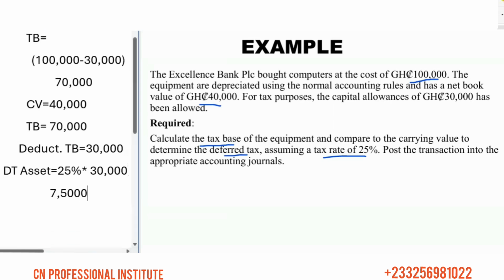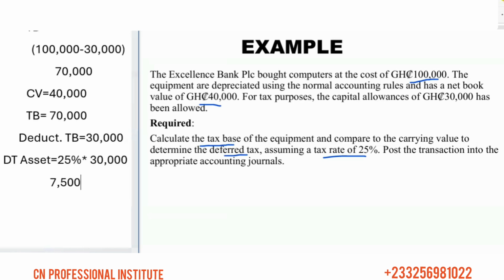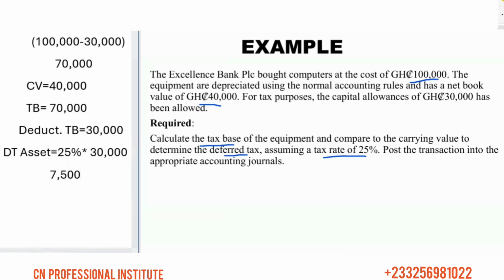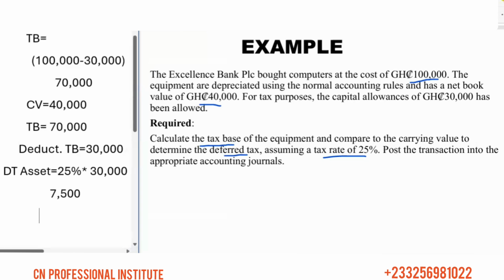So 7,500 is the deferred tax asset. Because this is a deferred tax asset, it's an asset too. And let's assume there's no opening deferred tax asset. So because it's an asset and we don't have any opening, the whole 7,500 is the increase in deferred tax asset. And we said if an asset increases, we have to credit the P&L. So we will credit the P&L and we'll debit the deferred tax asset.